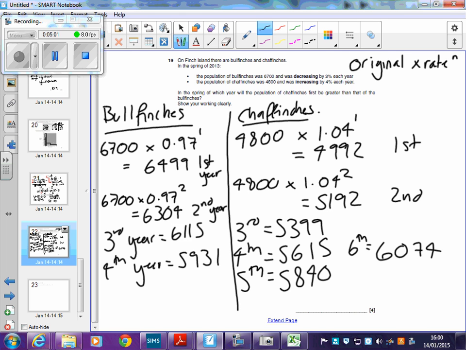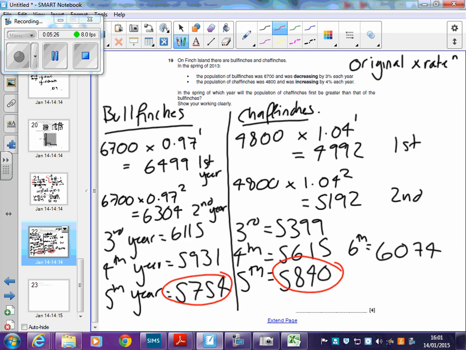Okay, let's go back to our bullfinches. It was 6700 times 0.97 to the power of, and we were up to 5. That gives us the 5th year for these lovely bullfinches. There is only 5754. And that is it. That's what we want, because look, this number is smaller than this number. So in the 5th year, the number's actually smaller.